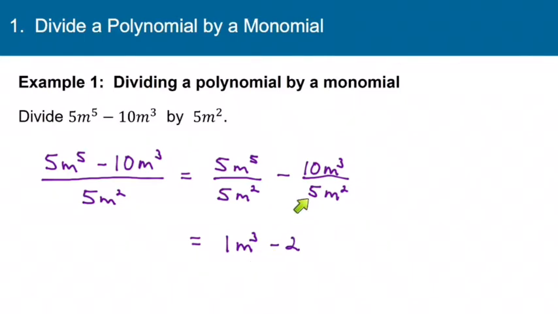Then we have minus 10 divided by 5, which is 2, and m to the third divided by m to the second, which is going to be m to the first, because 3 minus 2 is 1. And again, remember that whenever the exponent is 1, we do not explicitly write that exponent.